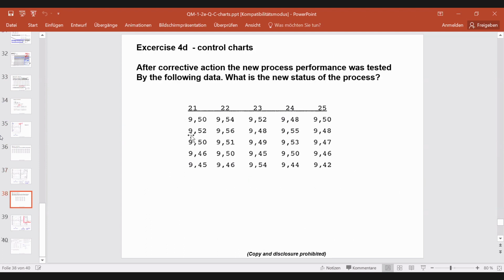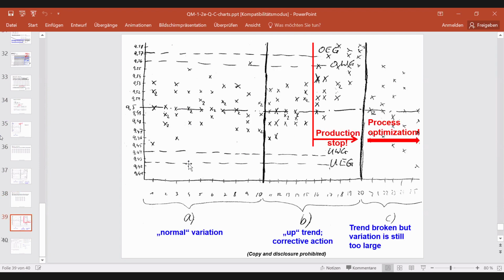So they made several measurements again. These are 5 samples, again with sample size 5. And then they put it into the quality control chart. And now they see, okay, the trend is broken, but the variation is still too big. It's too large. And they have to think about what to do to reduce the variation.